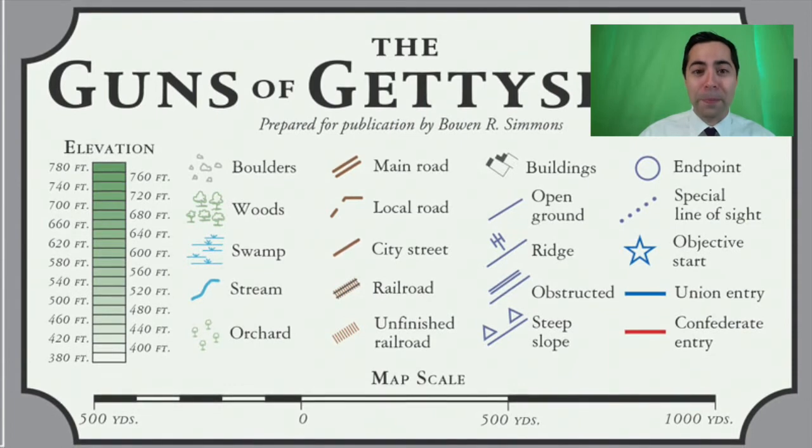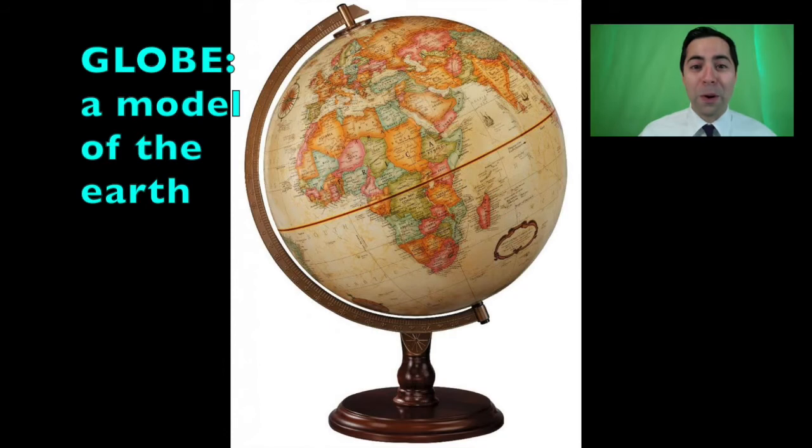The next term, again real basic, is just simply a globe, which is a model of the Earth. Now I'm going to take a moment and pause, show you an image, and then I'm going to move on to some concepts that are a little bit more challenging.